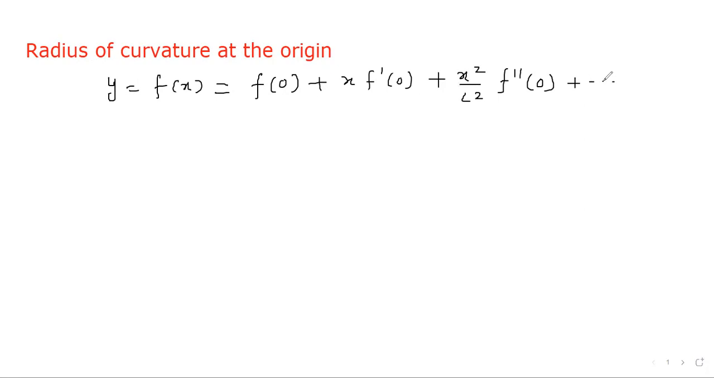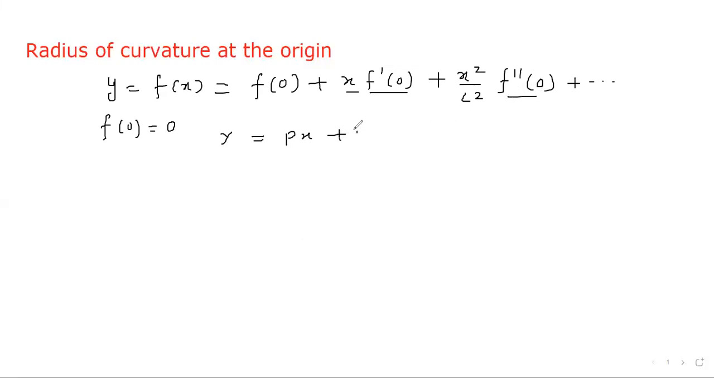Now, since the curve passes through the origin, if we put x equal to 0, y equal to 0, so we will get f(0) equal to 0. So the equation of the curve will become, the first term will become 0, and then suppose we write this as p. So it will become y equals px, and this thing as q.